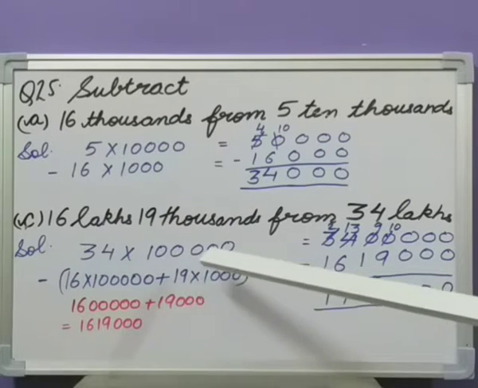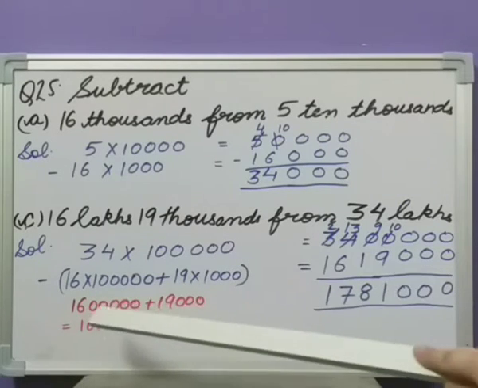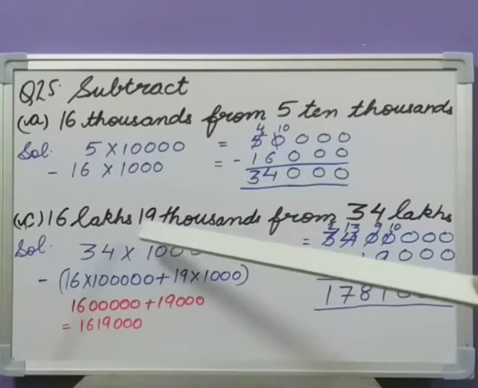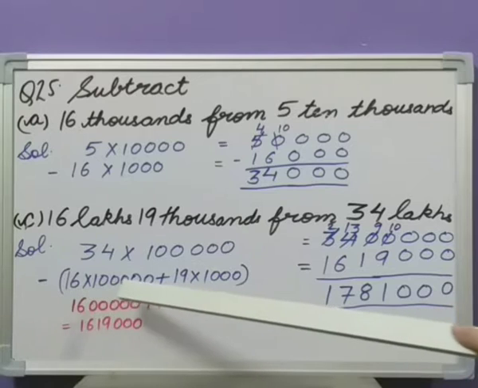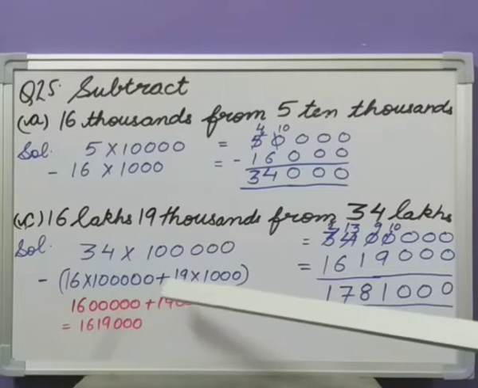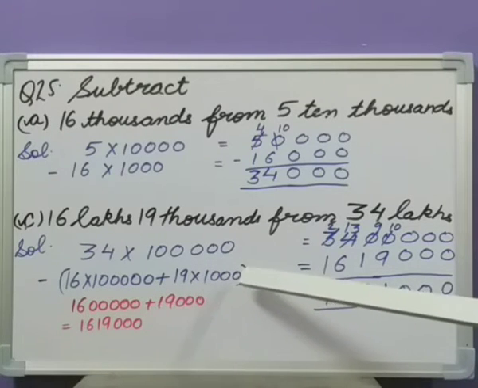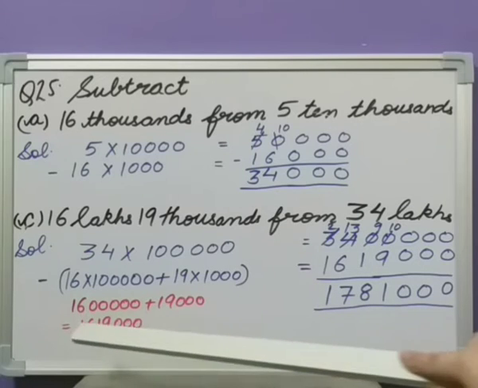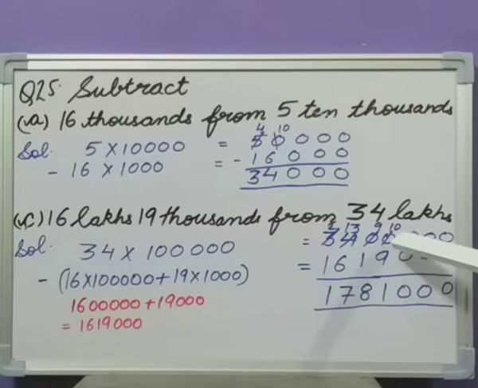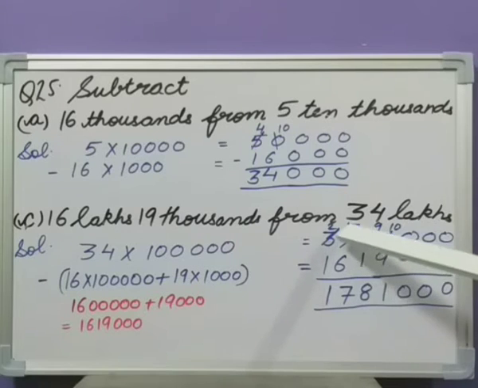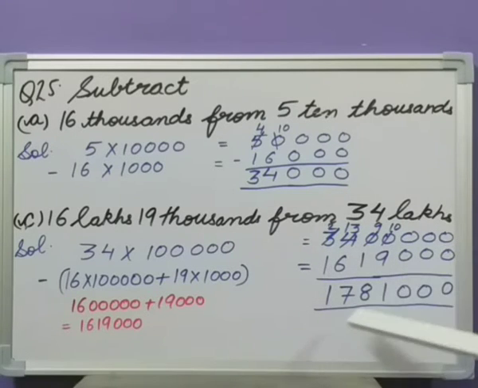34 multiplied by 1 lakh, and here now 16 lakhs and 19,000. So we need to find out their sum. 16 multiplied by 1 lakh plus 19 multiplied by 1000. It will become 16 lakh 19,000. So now we'll subtract it from 34 lakhs. So while subtracting, we got the answer, that is 17 lakh 81,000.